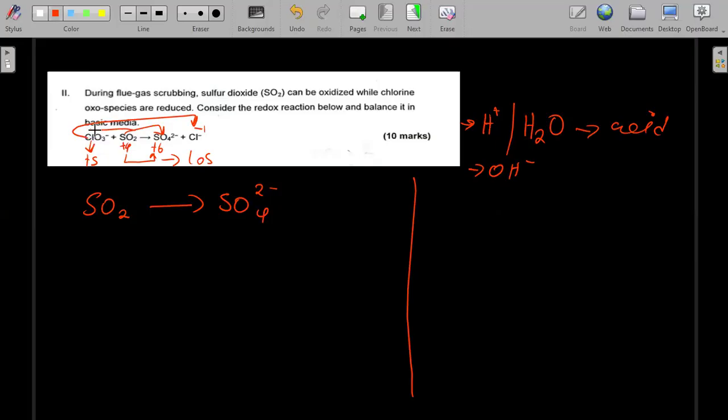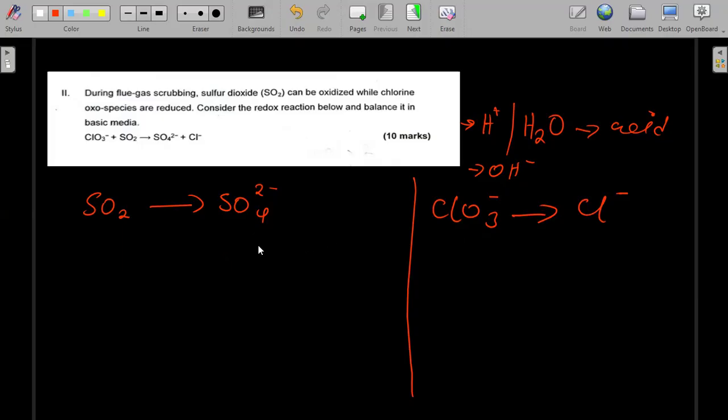So in this case, you can see this species has been reduced to that one there. So we can write the half reaction, which is ClO3 with a minus on top, and then this gives us chlorine. So it's being reduced to chloride ion there. That's what we're having, right? So these are the two half reactions.